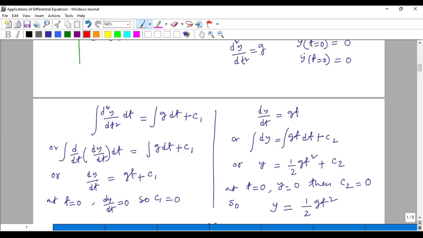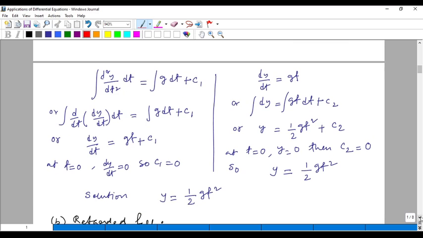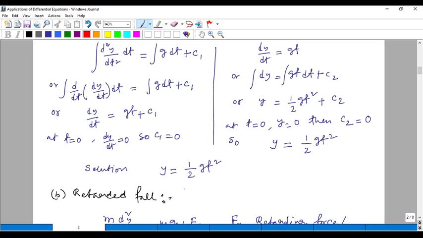So again integrating to get the expression of y, we get y equal to half gt square plus c2. Now at t equal to 0, y equal to 0, so we can write that c2 equals 0. That is why y equals half gt square. So this is the expression of y. Now we can obtain the value of the velocity by differentiating with respect to time.